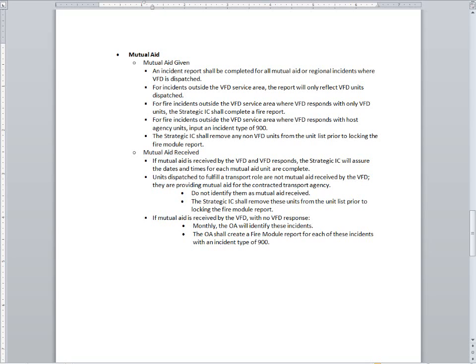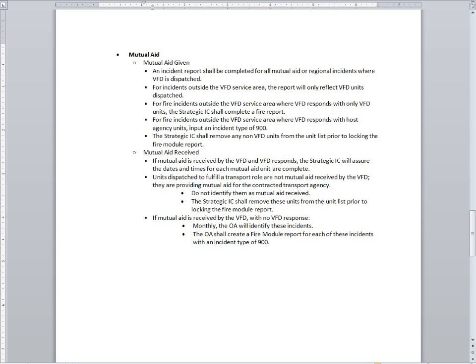For incidents outside our service area where we respond with host agency units, so if we respond to that same call but Fire District 3 had a battalion chief or other engines there, we actually want you to input a very specific incident type code. It's the 900 code. We don't want you to put in the normal code for, let's say, a structure fire, because that's going to create a bunch of other reporting requirements that are just not necessary when a call is outside of our political subdivision of the City of Vancouver and Fire District 5. That information is not relevant to us.